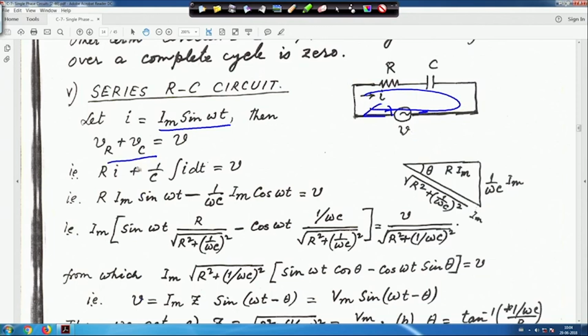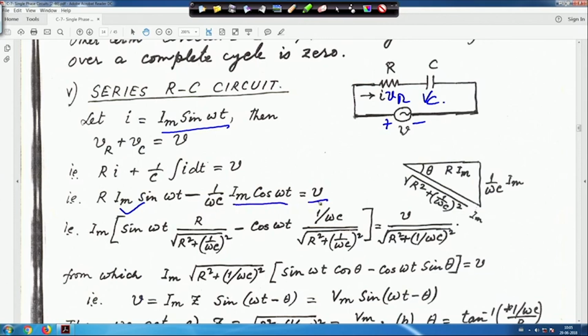So the voltages are the same as before. The voltage across the resistance is VR and the voltage across the capacitor is Vc, with this instantaneous polarity. So in this case we have Ri, and you know that i equals C dV/dt, so from that you can write Vc equals 1 upon C integral of i dt. Then V equals Ri plus 1 upon C integral of Im sin omega t dt, and integrating, it becomes minus 1 upon omega C times Im cos omega t, equal to V.